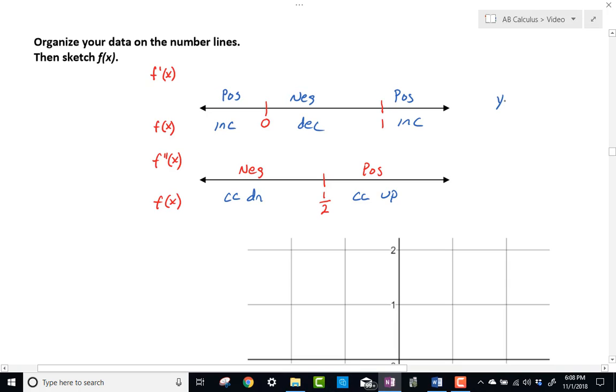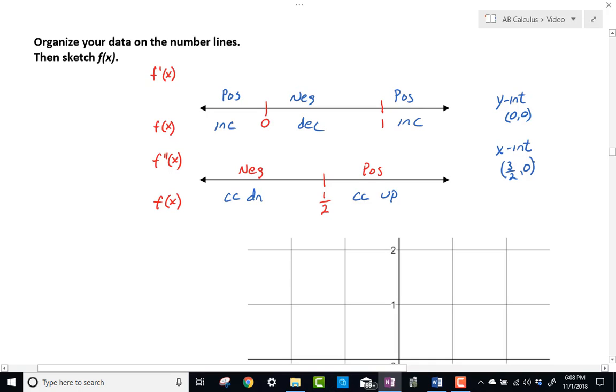We know that the y-intercept of f was at 0, 0. We know we had an x-intercept at, gotta go back and look at my first page again here. We had an x-intercept at 3/2, it looks like. So we had an x-intercept at 3/2, comma 0.